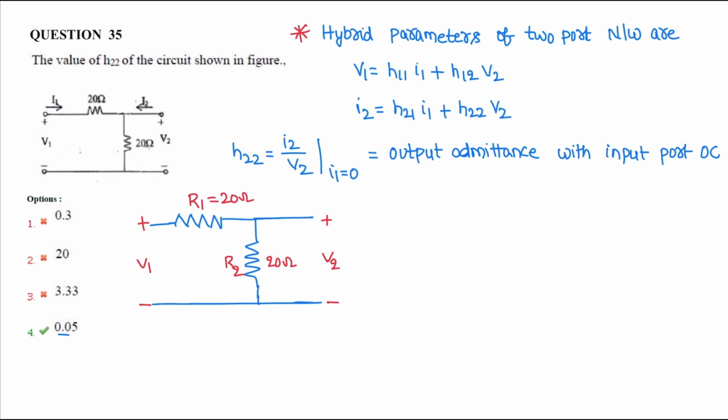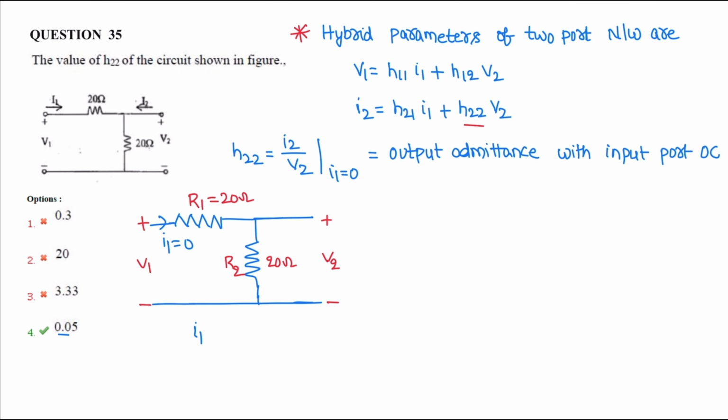So to calculate this H22, open circuit the input port, that is, current at the input port is 0. H22 is equal to I2 by V2 for input port open circuited. Output admittance with input port open circuited. As input port is open circuited, the current I1 is 0.